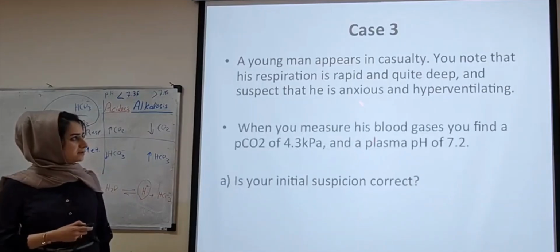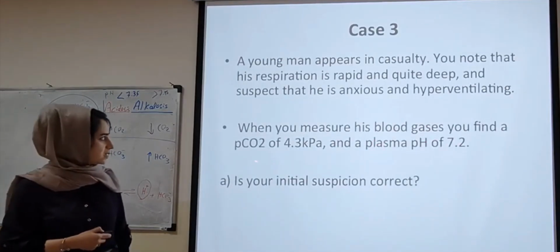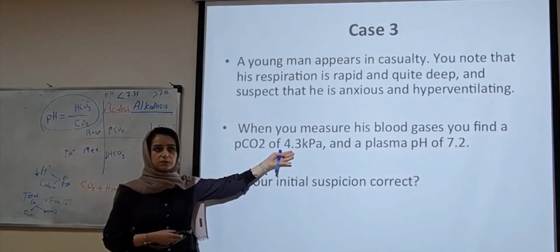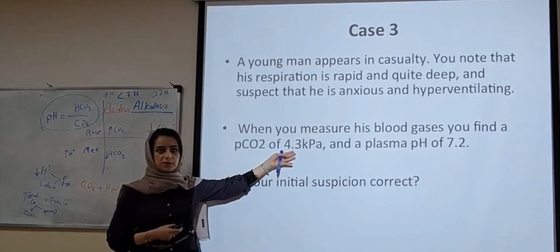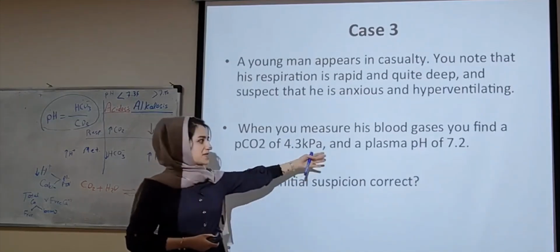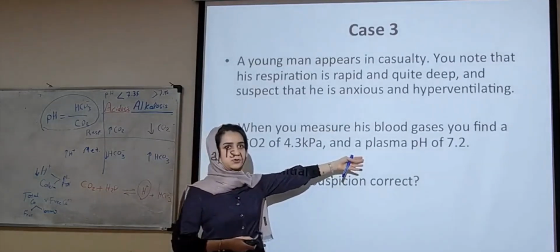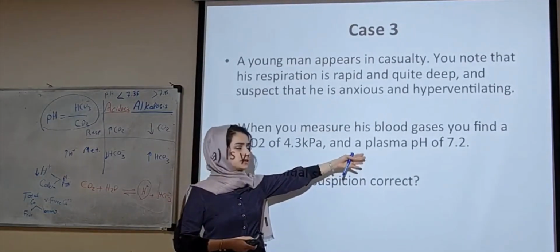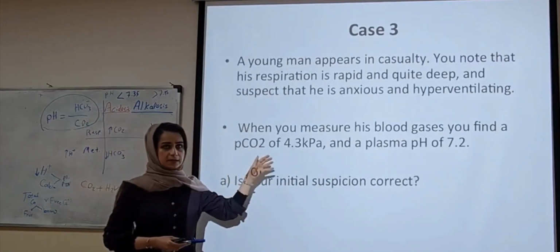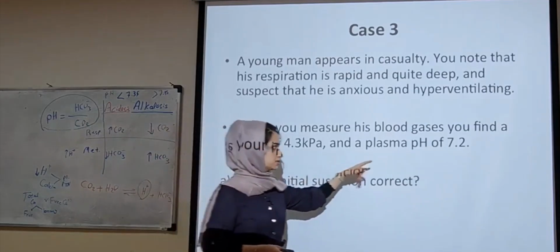But when you do the ABG for him, you find that the PCO2 is 4.3. It is decreased, less than normal. We think of respiratory alkalosis, but it is not respiratory alkalosis because the plasma pH is decreased.